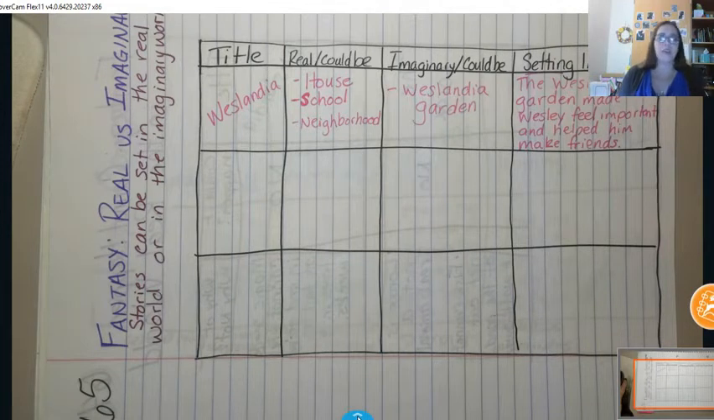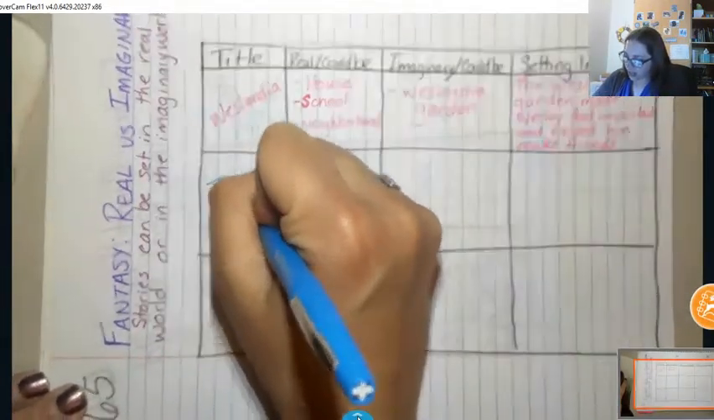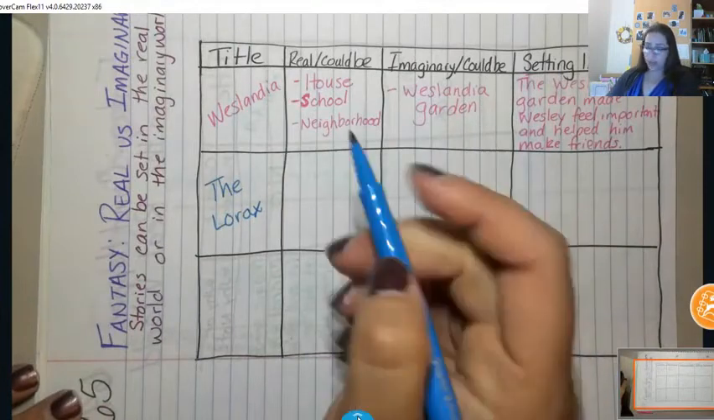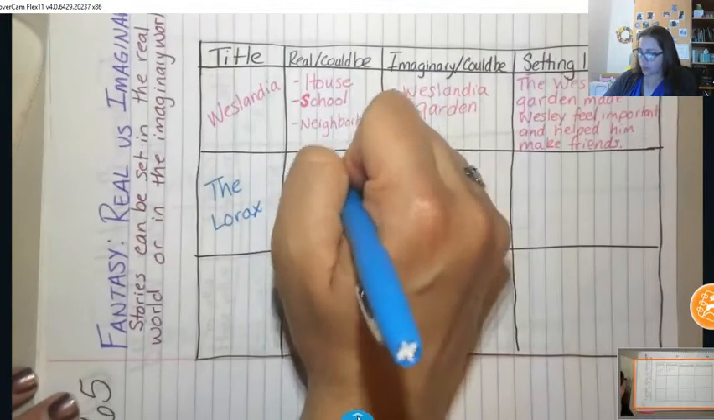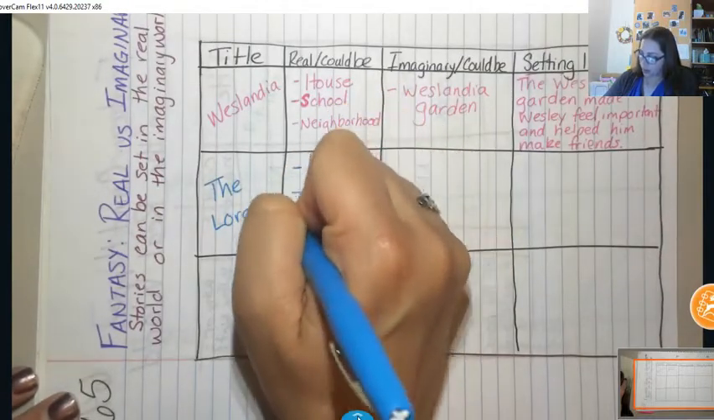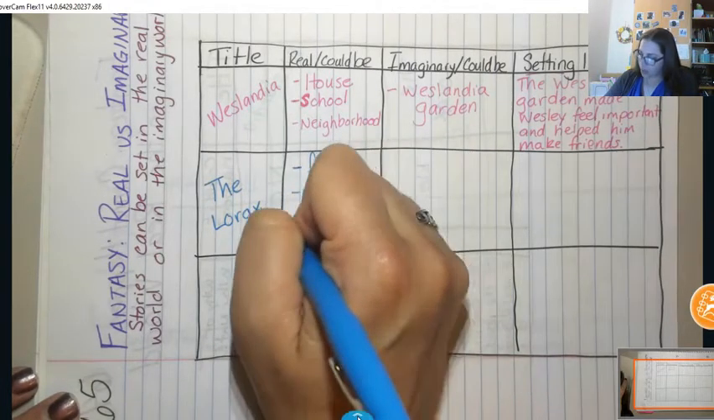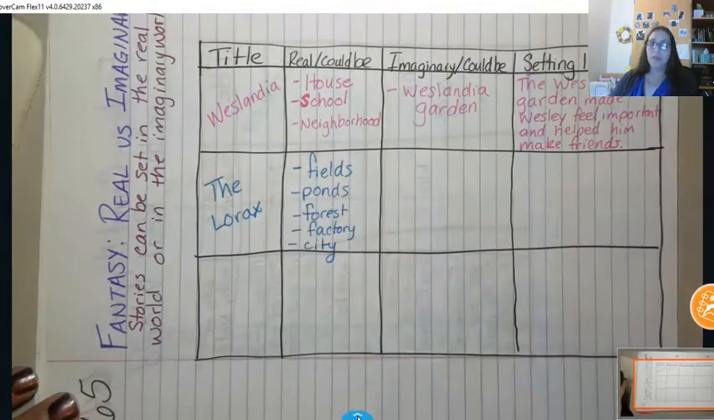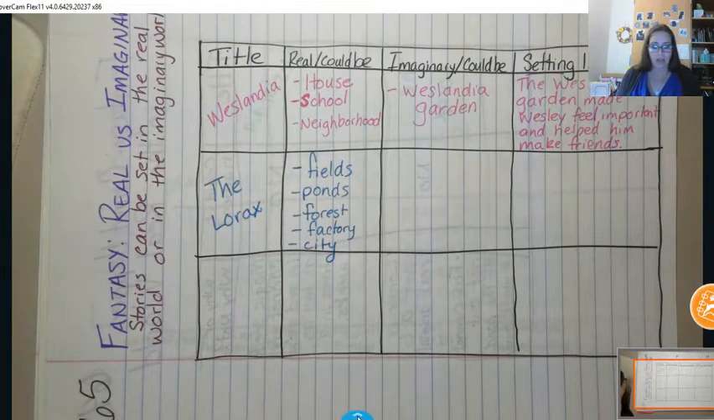All right, so the next story we're going to talk about is, you guessed it, the Lorax. All right, so here is the Lorax. Now, we've talked about this a little bit in other videos. With the Lorax, you have some different things that can be real, such as the fields, the ponds, the forest. You can even have a factory or a city, and those are all things that are real. These are all things that we would find in our world today.